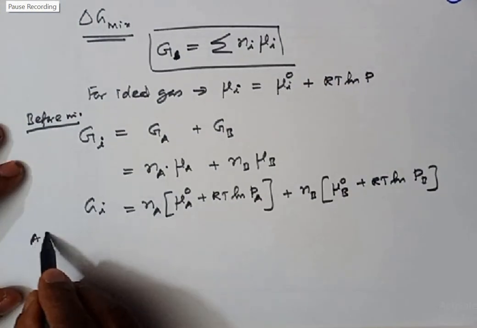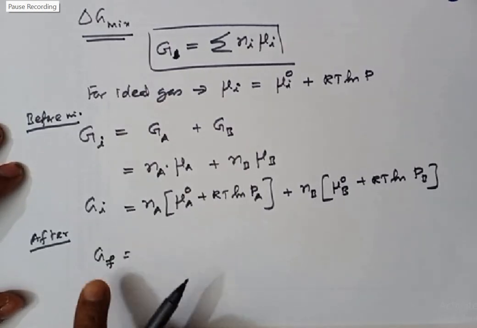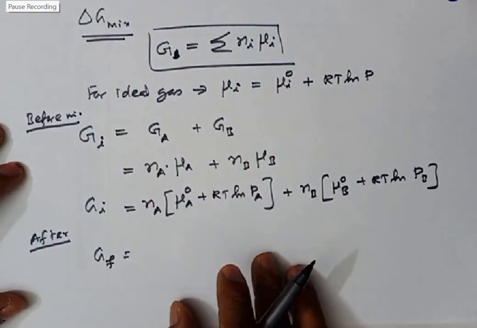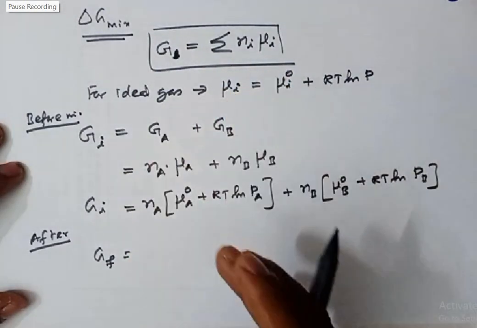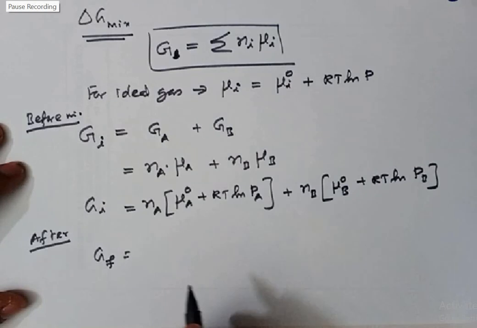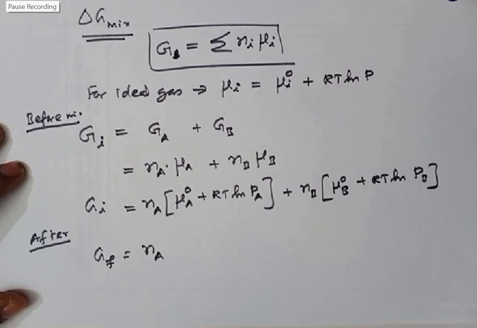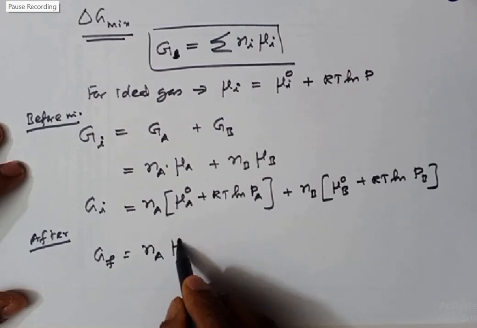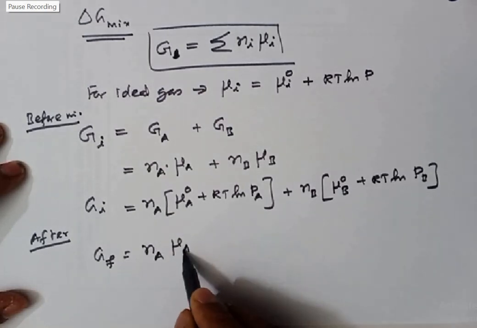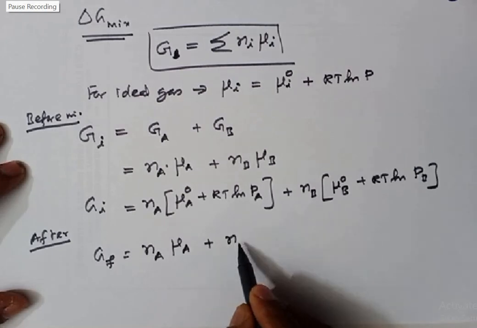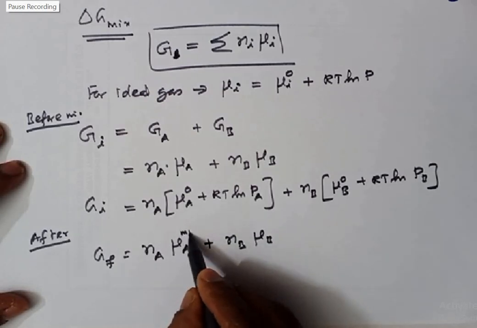Now what is the Gibbs free energy after mixing? Let me write G final, the Gibbs free energy final. After mixing we have a mixture now. For the mixture, we'll find the chemical potential. The number of moles of A into the chemical potential of A in the mixture, plus the number of moles of B into the chemical potential of B in the mixture. This is in the mixture, I'll put mix.